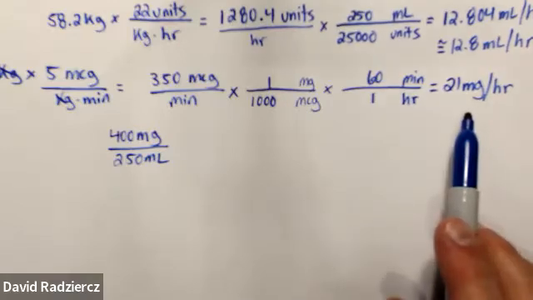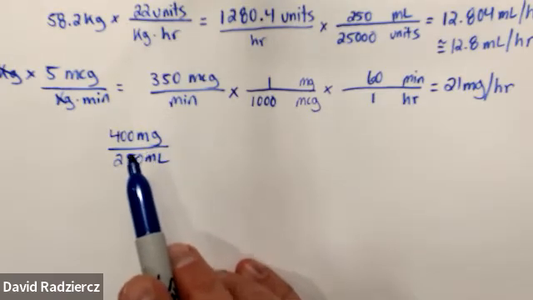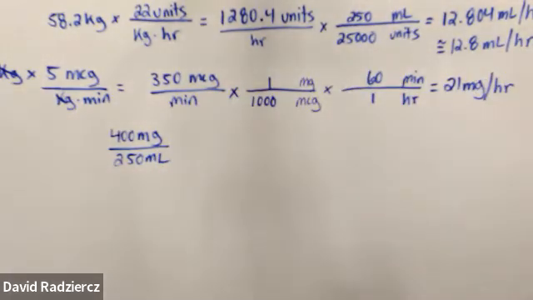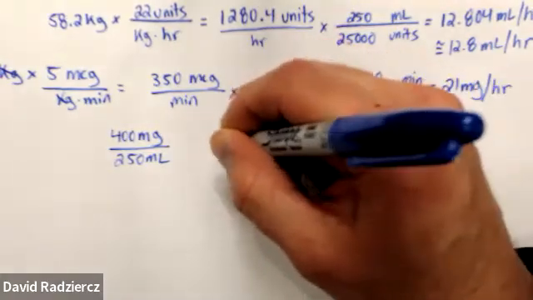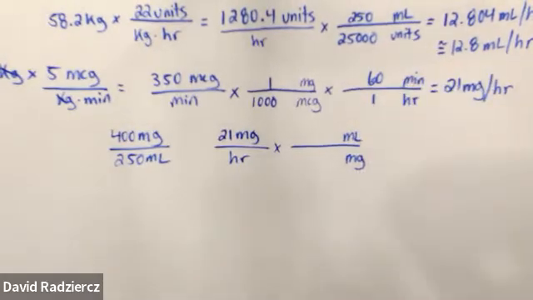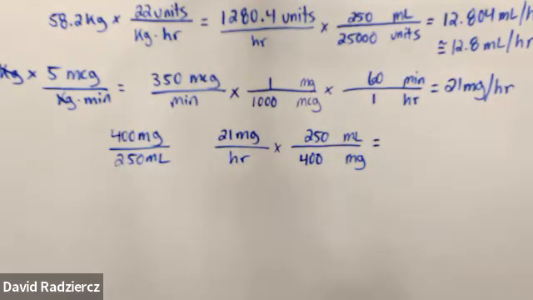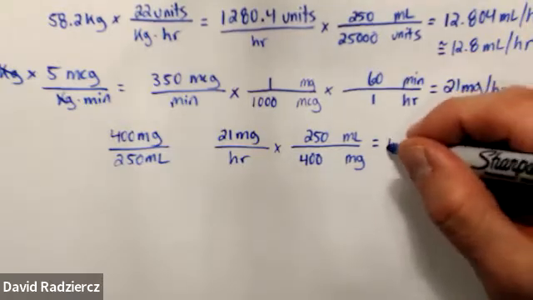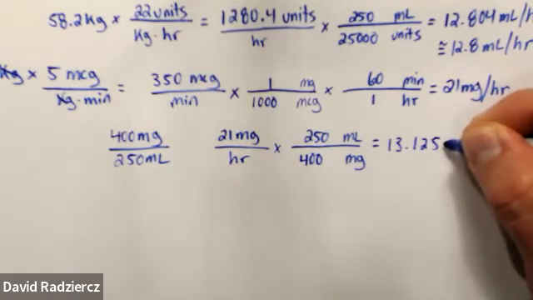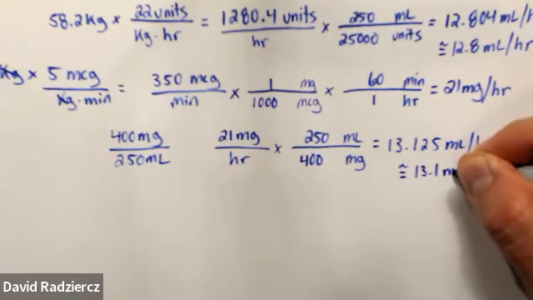All right. So now that I have the 21 milligrams per hour, now I can actually do something with the information, because remember, I want milliliters per hour. So I'm going to take that 21 milligrams per hour, and I'm going to get rid of milligrams and convert that to milliliters. 400 milligrams, 250 milliliters. So 21 times 250 divided by 400. And you're going to get, what the answer key says is 13.125 milliliters per hour. And then I'm going to advise you to go ahead and round that to 13.1 milliliters per hour.